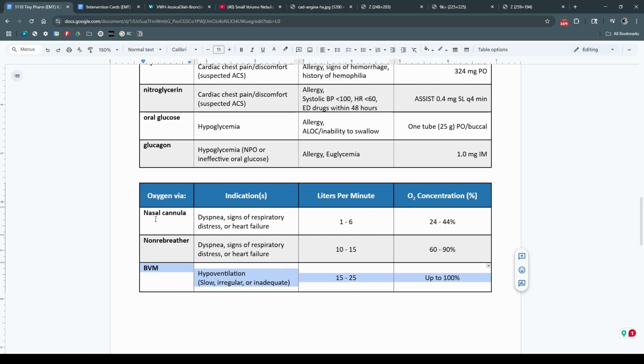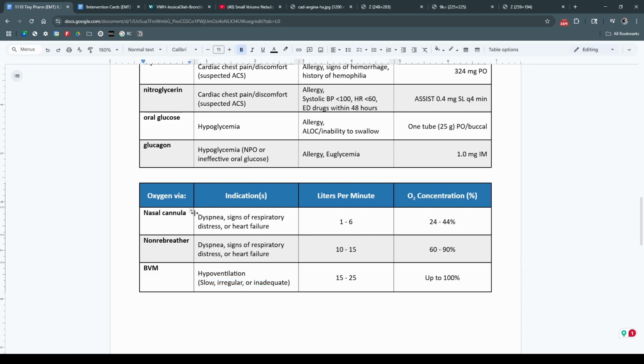In its simplest form, if I walk up and you look like you're having some trouble breathing, I'll probably put you on a nasal cannula. If I walk up and you're having serious trouble breathing, I'm probably going to put you on a non-rebreather. But if I walk up and you have shallow, irregular, or inadequate respirations, well, then I'm going to switch to a BVM to help you out. And these people are rarely conscious, though it is possible.